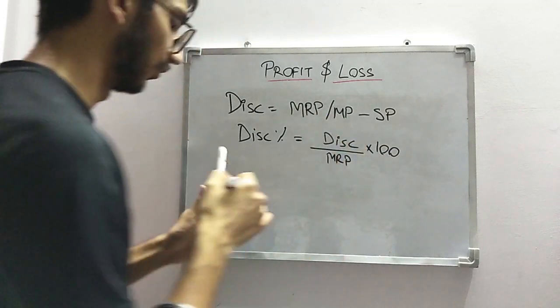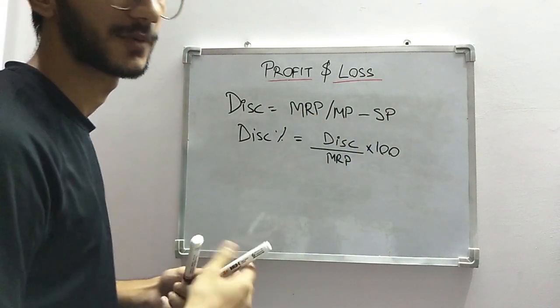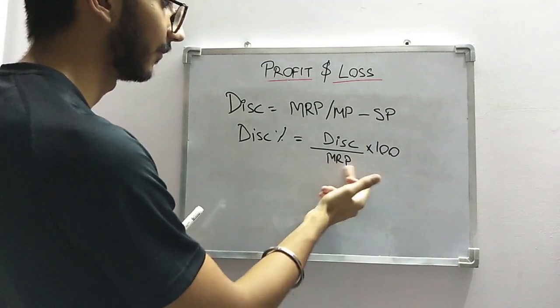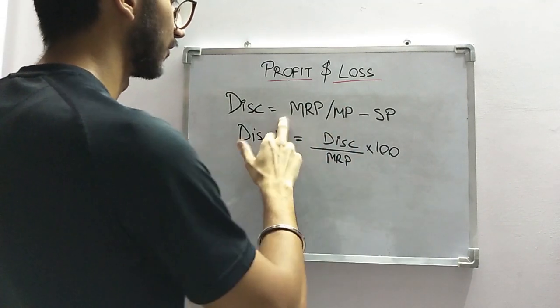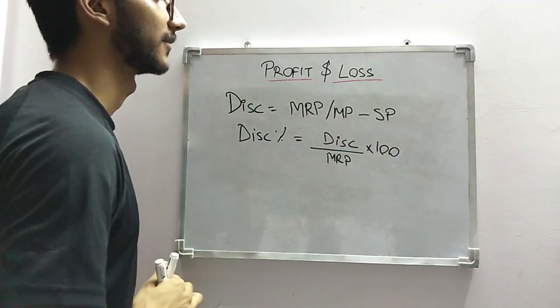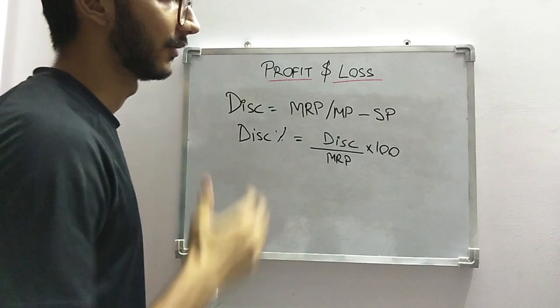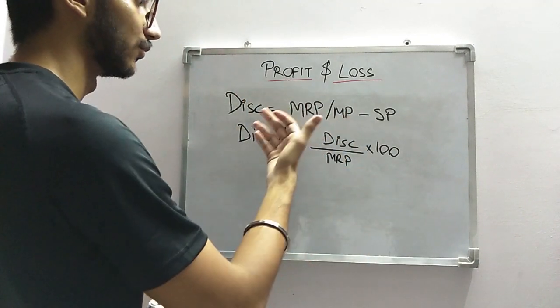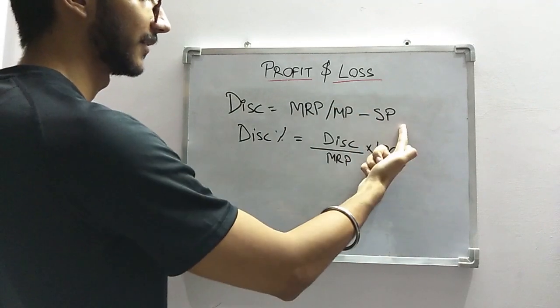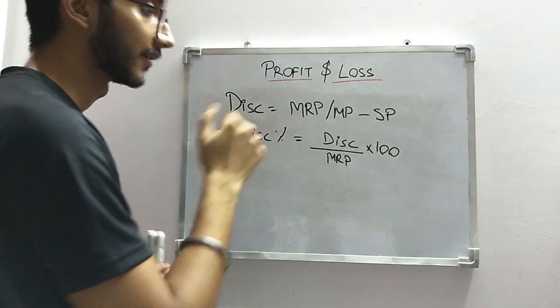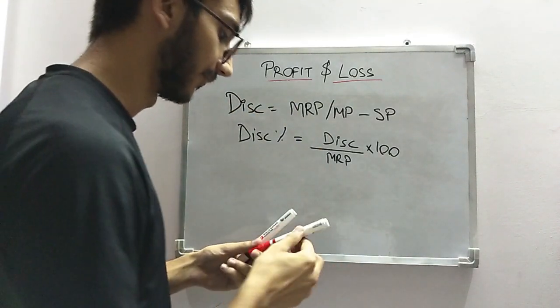So it is almost the same as the selling price and cost price concept. The difference is, in this percentage formula we have discount upon MRP, not cost price, and discount is equal to MRP minus selling price. For example, I have a product which has MRP 150 and the seller sells it to me at 125. I don't know what his cost price is, but his selling price is 125 and his MRP is 150. That means he's giving me a discount of 25 rupees, right?